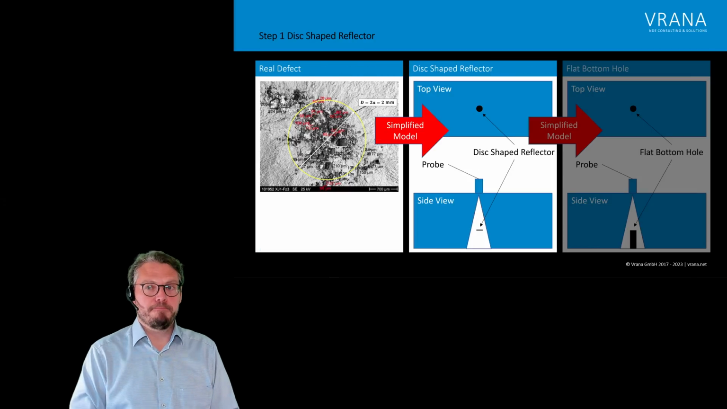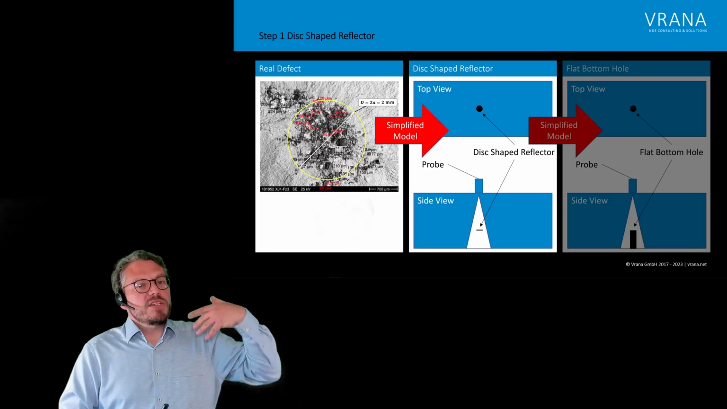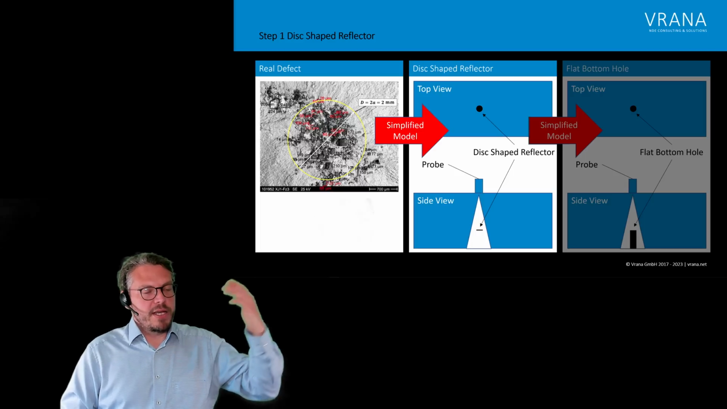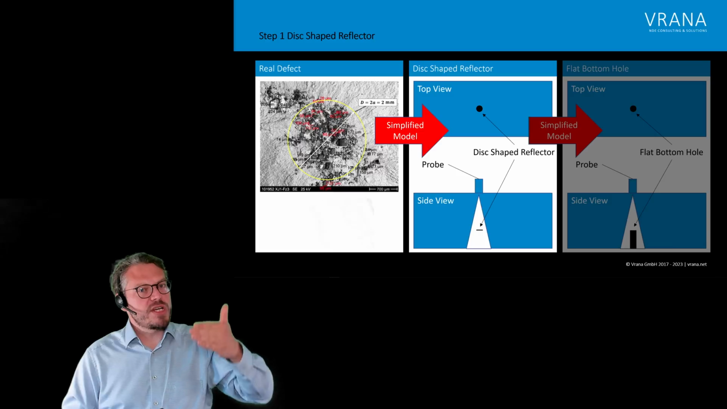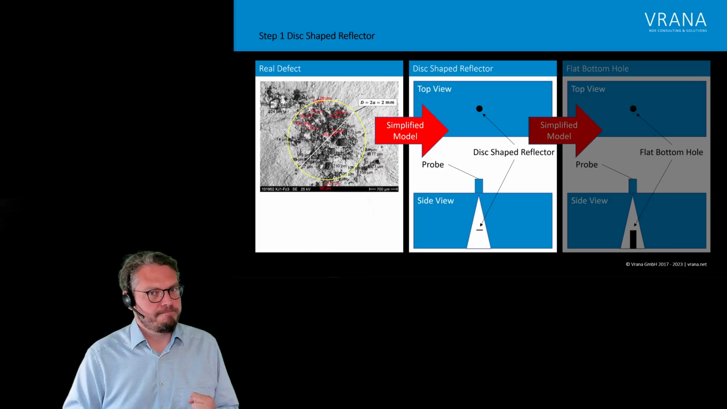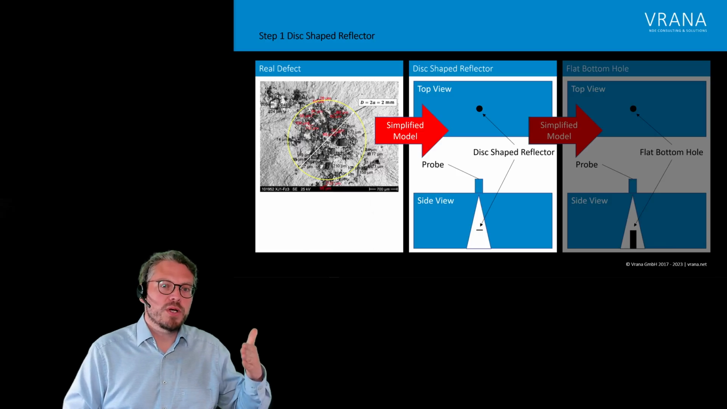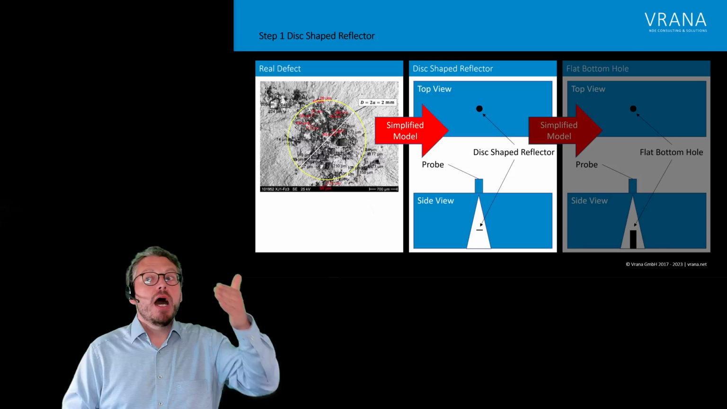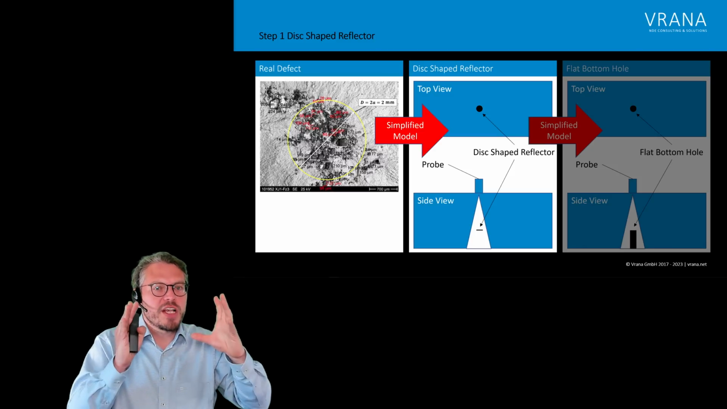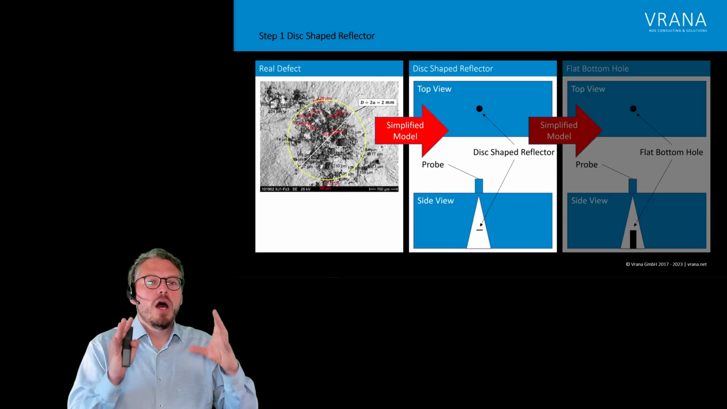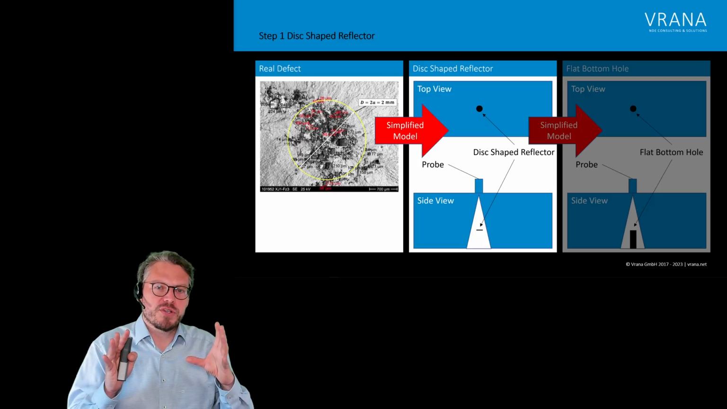So far, so good. We discussed that abstraction chain before. We said we have the real defect, and we have a simplified model, which is our disc-shaped reflector. And then we do a second abstraction step, going towards a flat bottom hole. But for the start, let's just have a look at disc-shaped reflectors.